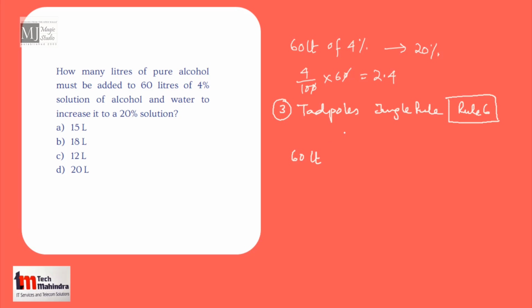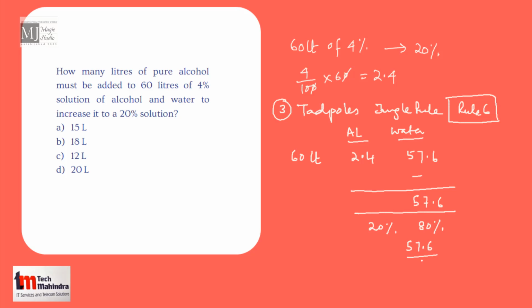So 60 liters of solution is there, which contains alcohol 2.4 and water would be 60 minus 2.4, that would be 57.6. Now no more water is added. That means water in the final solution is also 57.6, which happens to be 80%. So if 80% is 57.6, what should be 20%? Let us divide 57.6 by 4. We'll get 14.4. So this should be 14.4.